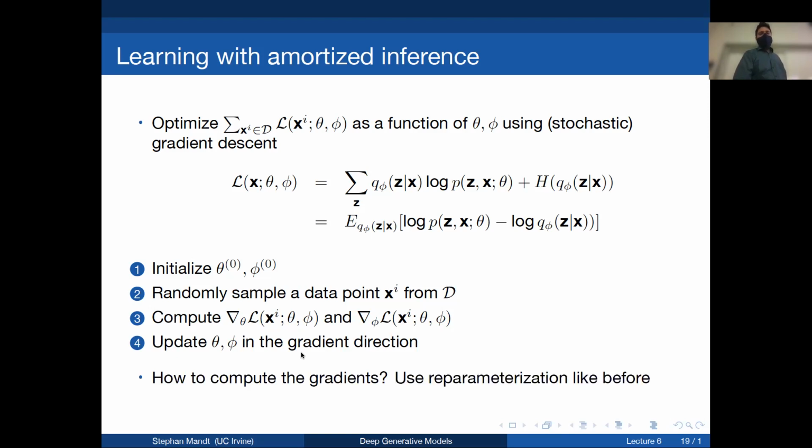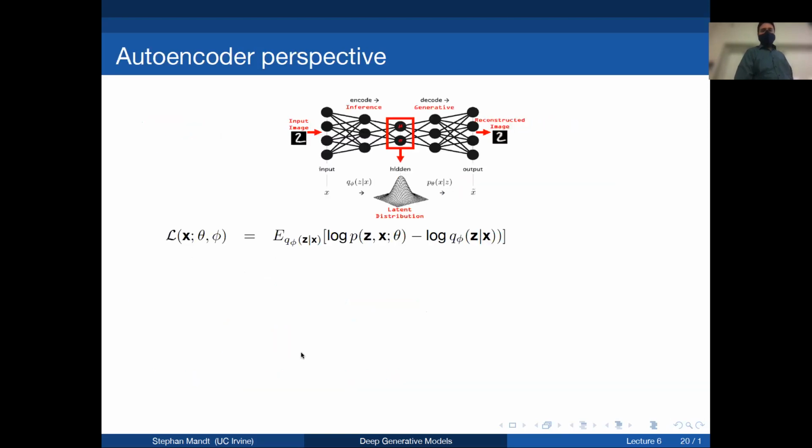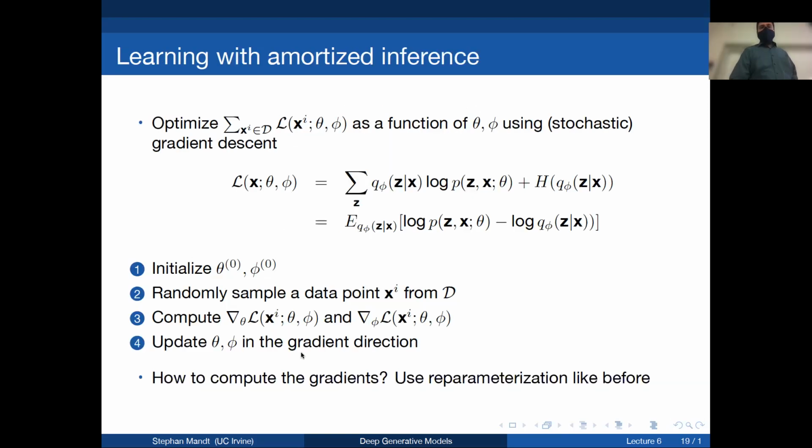So how do we compute gradients? We just use, again, the reparameterization trick that we already learned before. Okay, any questions again so far about amortized inference?